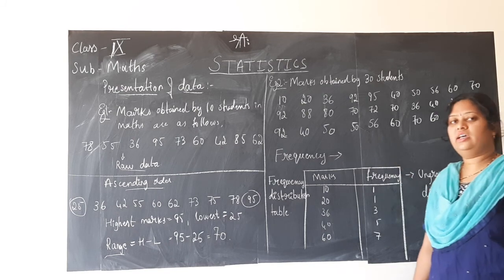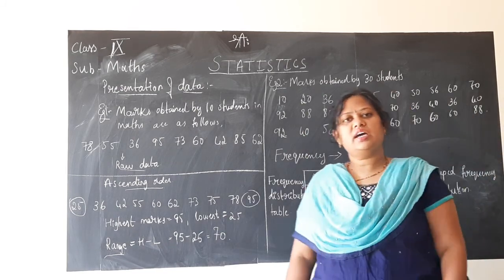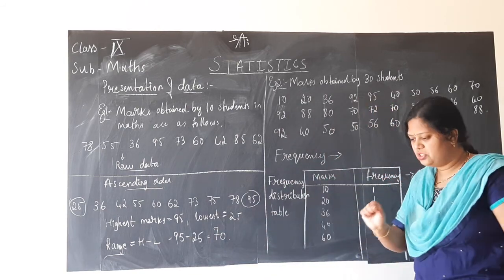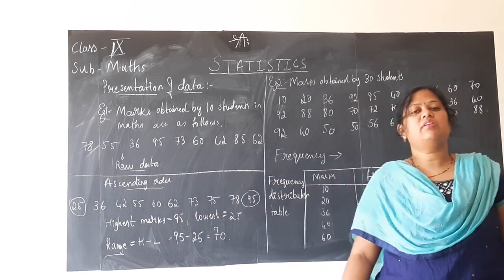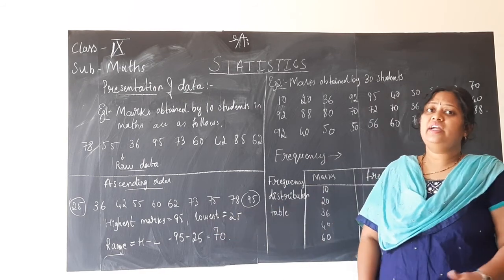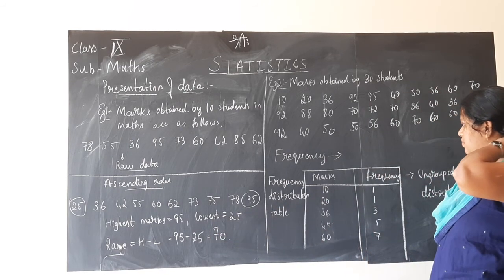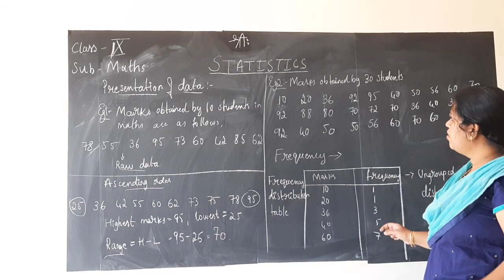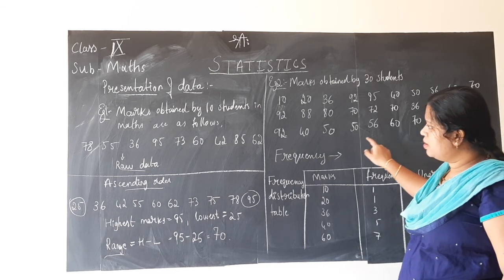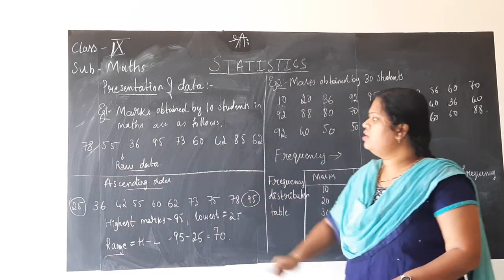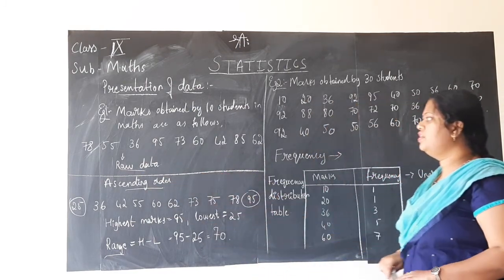When this is the case, I will ask you which is the highest score and what is the lowest score. Can you sit and write all the 30 students' marks in ascending or descending order and tell me what the range is? It is difficult. Before that, children, if you observe here, none of the marks were repeated, isn't it? All the marks are different.